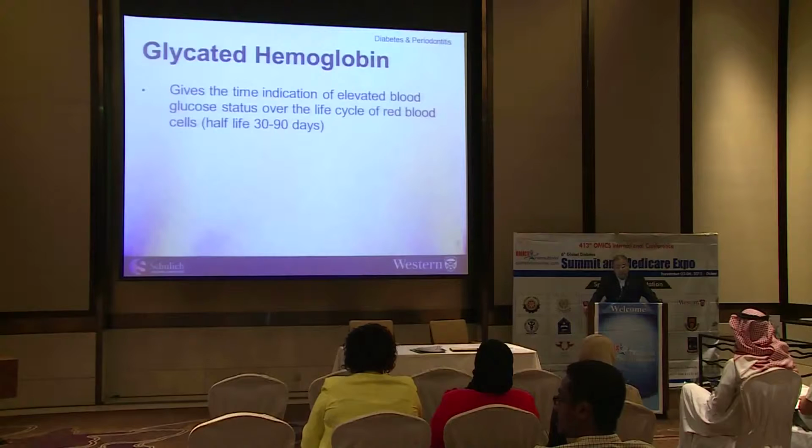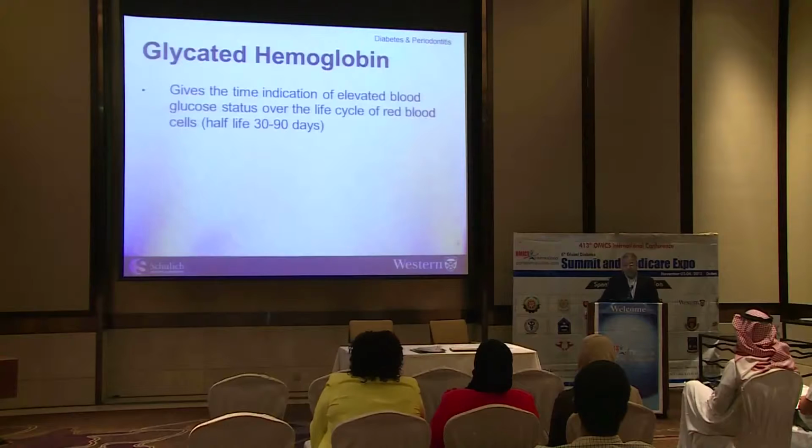So we know that glycated hemoglobin gives a time indication of elevated blood glucose status over the life cycle of red blood cells, which is half-life is 30 to 90 days.